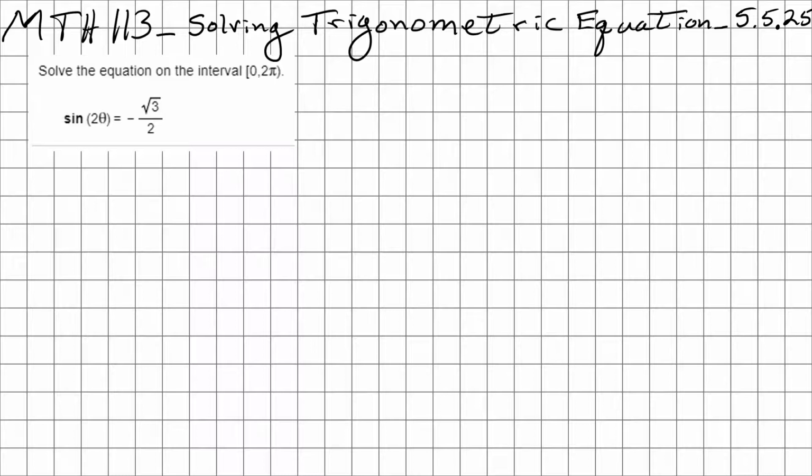Solve the equation on the interval from 0 inclusive to 2 pi non-inclusive. The equation is sine of 2 theta is equal to negative square root of 3 over 2. Alright, a couple of things we need to discuss here.